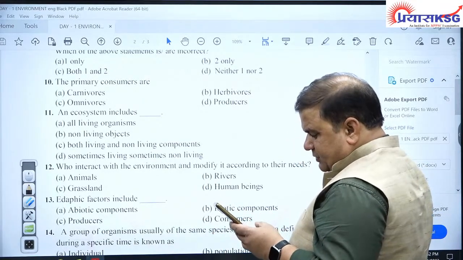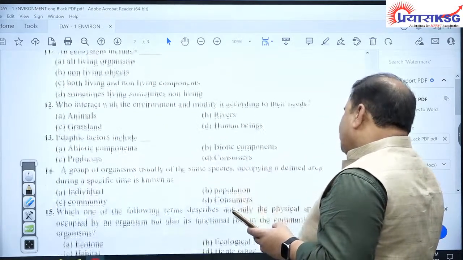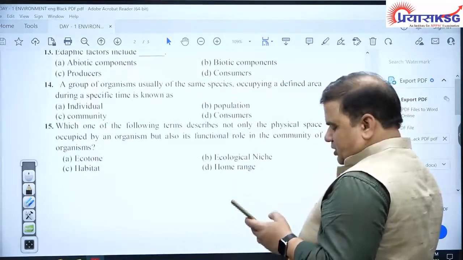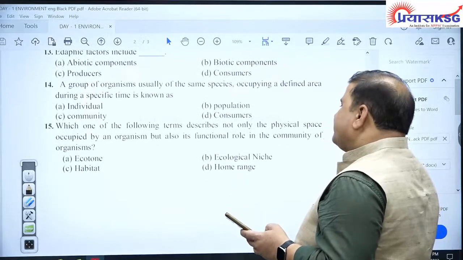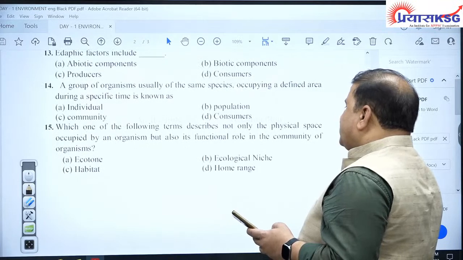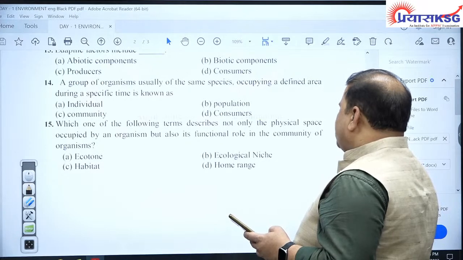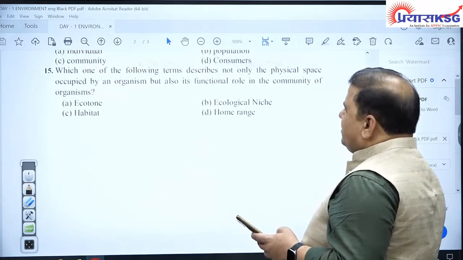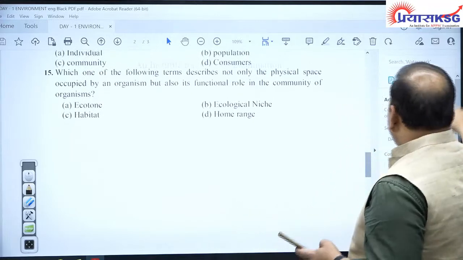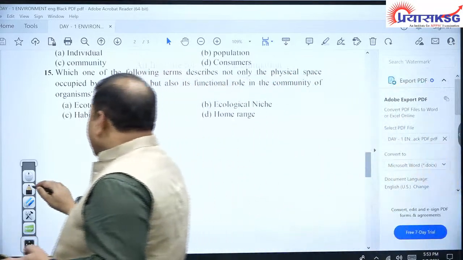Fine. And a group of organisms, usually of the same species occupying a definite area during a specific time, is known as what? It is known as population. Now, which one of the following terms describes not only the physical space occupied by an organism, but also its functional role in the community? You know very well. That's your ecological niche. Ecological niche.